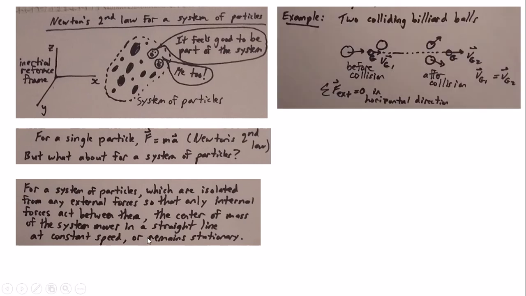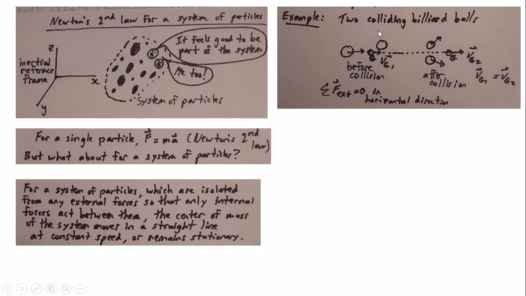Now, the center of mass of the system, when there's no external forces acting, moves in a straight line at constant speed or remains stationary. For the stationary case, I'm going to talk about that in an example at the end. But for the straight line case, I'm going to talk about an example right now, which most people are familiar with, and that is two colliding billiard balls.